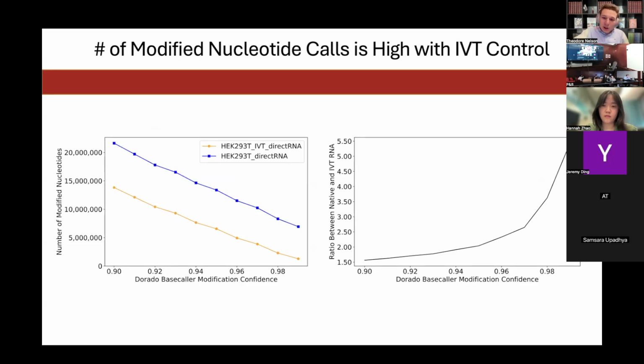And what you can see, for m6A, which is the most common modification, with this sort of perfect IVT negative control, you're getting to basically only 5.5 times enrichment. So there are only 5.5 times as many m6A calls in your actual native RNA library, which should have m6A, over this unmodified IVT control.